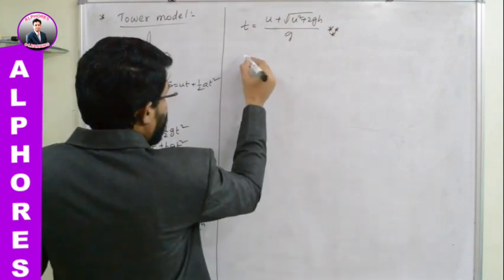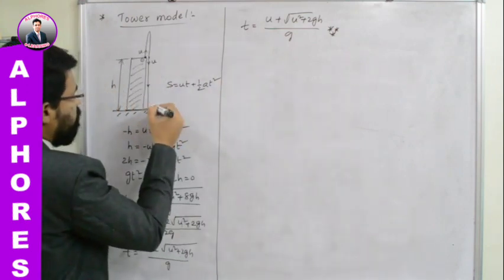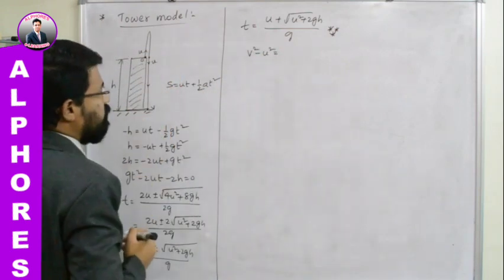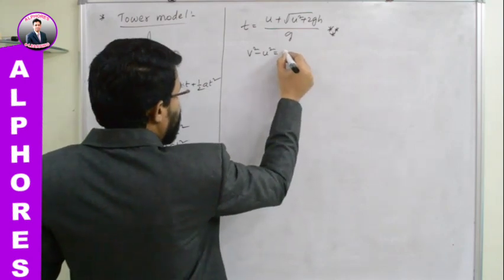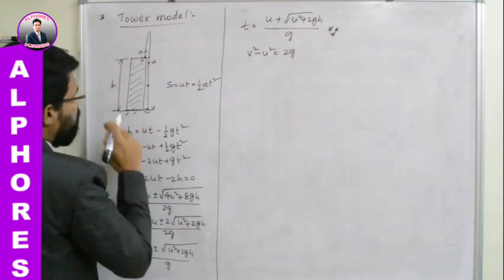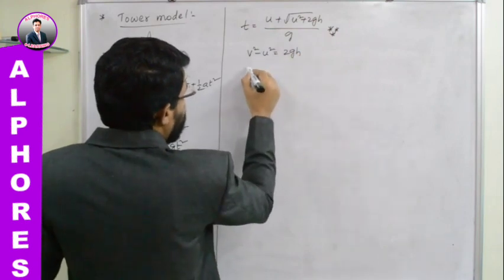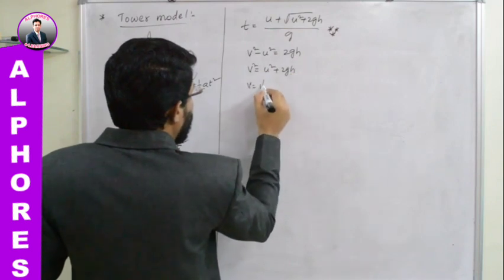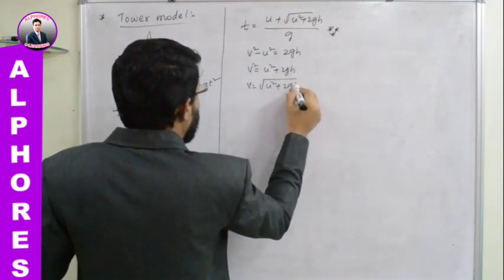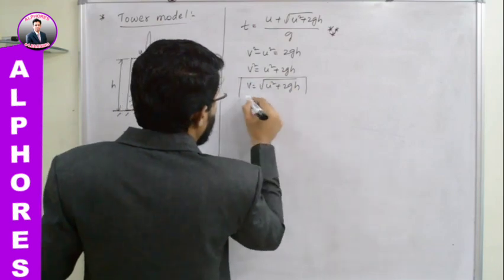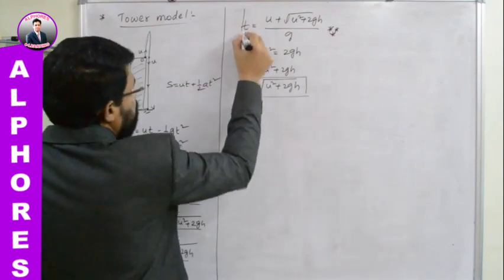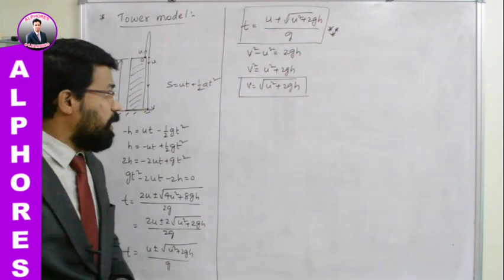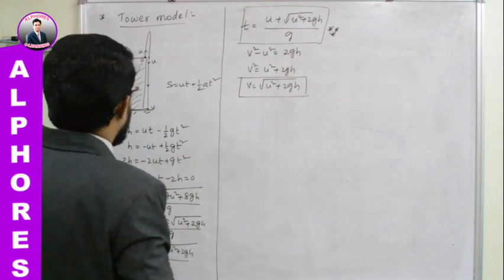So how can we write an equation for v and u? v square minus u square is equal to, since it is a downward motion, plus g will come, so you will have 2g times the distance traveled. How much is the distance traveled? h. Okay, so from this equation, v square is equal to u square plus 2gh, or v is equal to under root u square plus 2gh. So this is the expression for the final velocity with which the body strikes the surface at the foot of the tower.